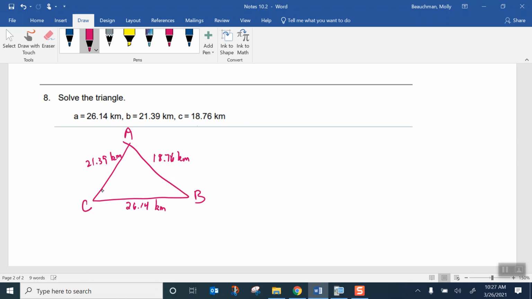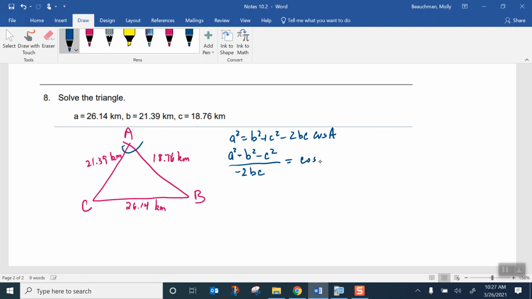So in this problem, we have all three side lengths, so we have to find the angles. So we're going to use the law of cosines. Select any angle. If you select angle A, then we have the relationship a squared is equal to b squared plus c squared minus 2bc times the cosine of angle A. So this is like what we did in the last problem. If we solve for the cosine of A, we get a squared minus b squared minus c squared, divided by negative 2 times b times c, is equal to the cosine of angle A.